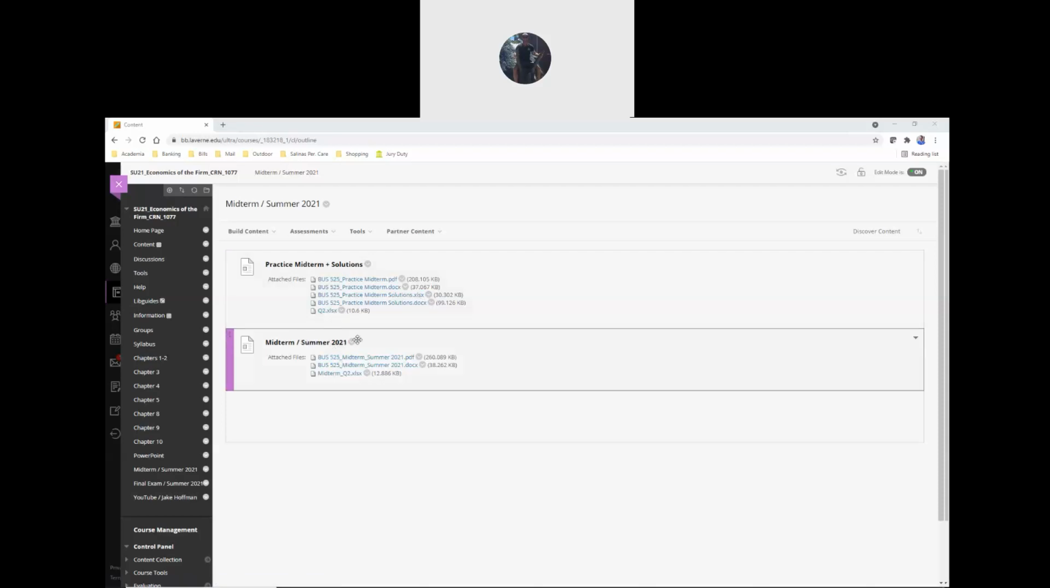This is your actual midterm. There's a Word version and a PDF. They're the same exact thing. It doesn't matter which one you use. So under midterm summer 21, open up the midterm summer 2021, and here's the midterm summer 2021, Word document or PDF. I can do this one.